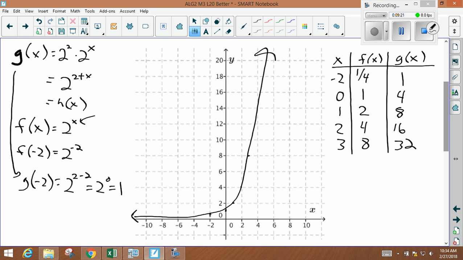And so we have -2, 1. And we have 0, 4, 2, 8. Sorry, 1, 8. I'm sorry, that is incorrect. The point is 1, 8, 2, 16, and then we go off the chart. So this is going to look like this. There we go.